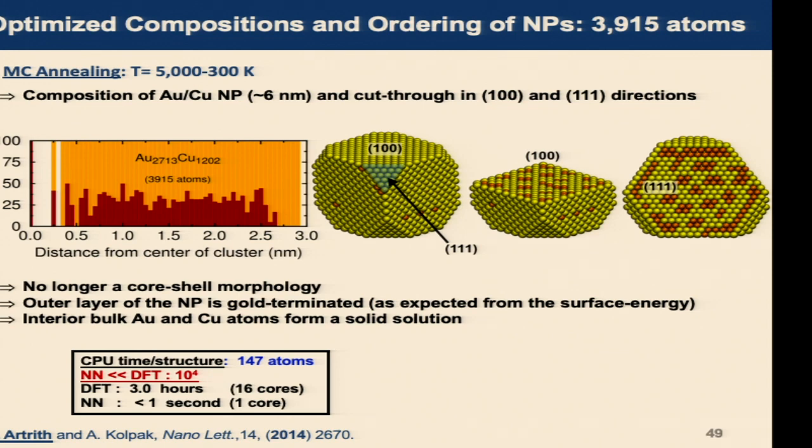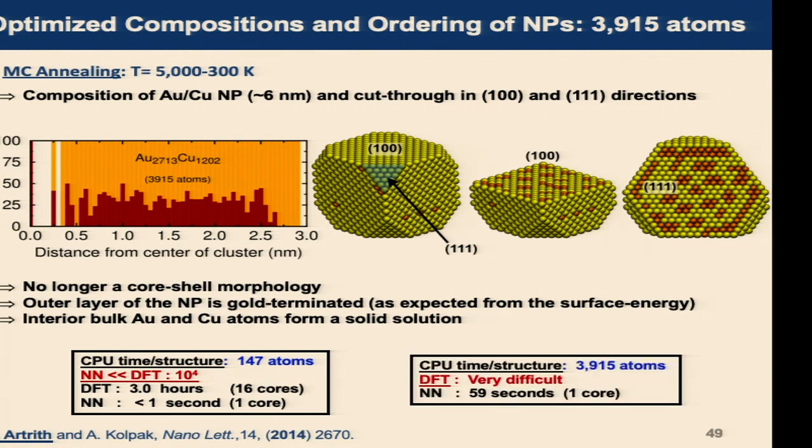I would also like to let you know about the CPU time. I picked a small nanoparticle of 147 atoms. For DFT, we used 3 hours on 16 cores, but predicting one Monte Carlo step is really quick, less than 1 second. And for a size of around 4,000 atoms, DFT is very difficult to use to optimize the structures, but with the neural network it takes about a minute to find the structure.